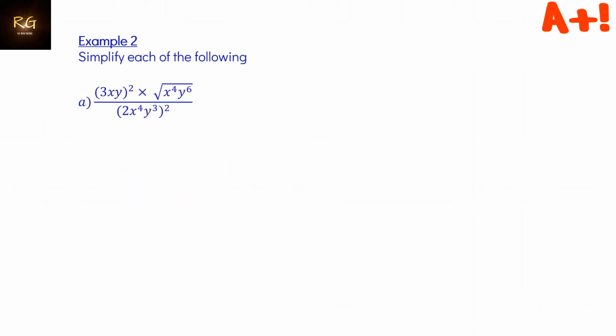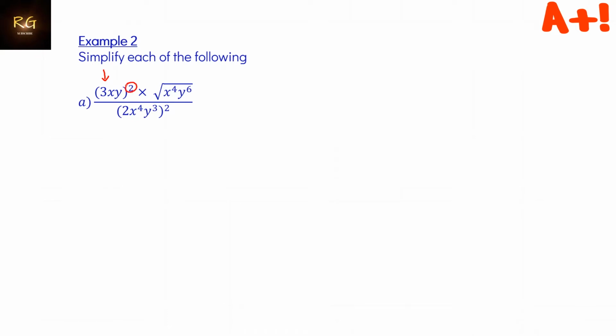Now let's try to solve example 2, where it is written as the first one, 3xy to the power of 2, and then multiply with square root x to the power of 4, y to the power of 6 over 2x to the power of 4, y to the power of 3, and then square everything to the power of 2. Alright. So first, we need to expand this bracket with the power of 2 here.